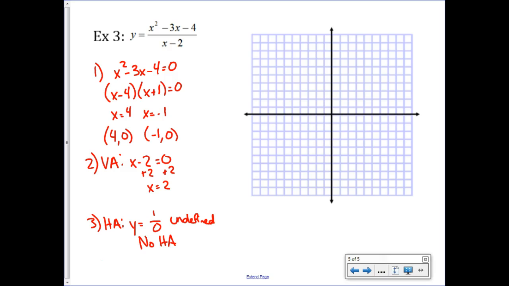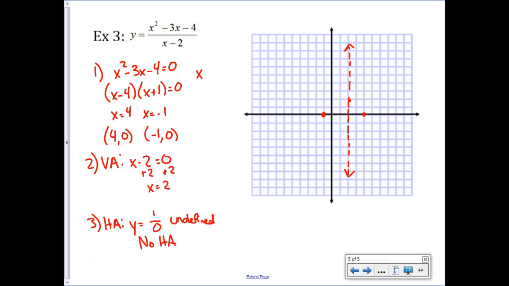So vertical asymptote at x equals 2. And I already have a couple points because I have those x-intercepts. So I have x equals 4, and then I have x equals -1 on the x-axis. So (4, 0), (-1, 0).